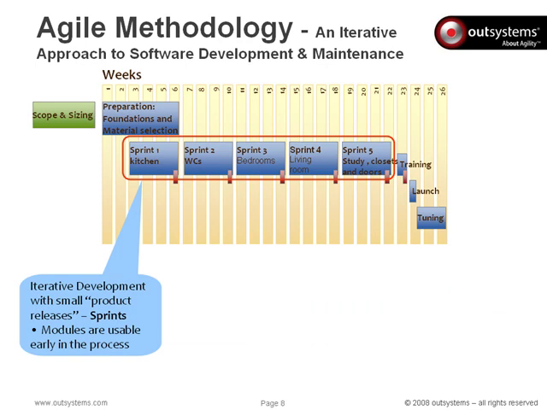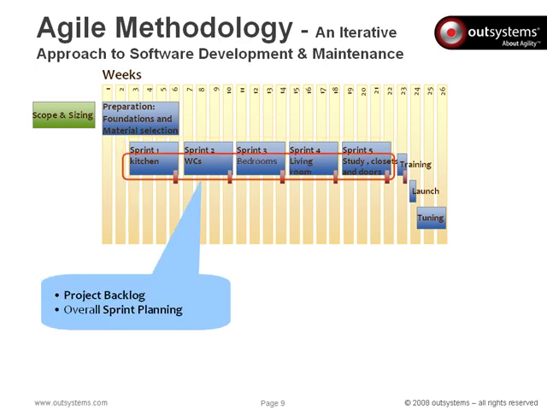The iterative development process is made up of several small product releases over the project's lifetime, as opposed to one major product release at the end. Each intermediate product release is called a sprint. Modules are made available earlier in the process, allowing users to experience the working application, find problems sooner, and give feedback.